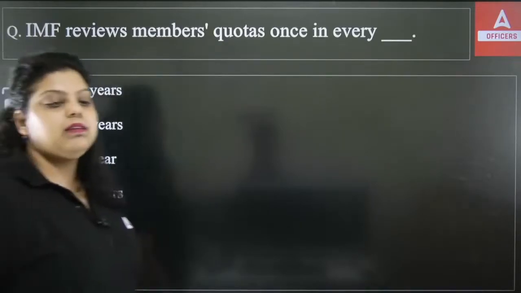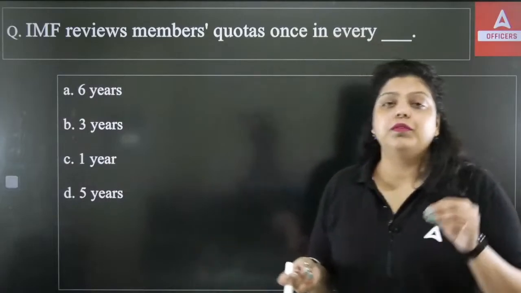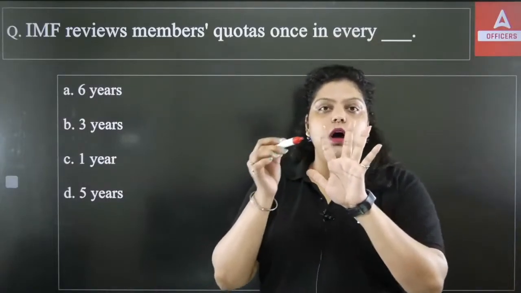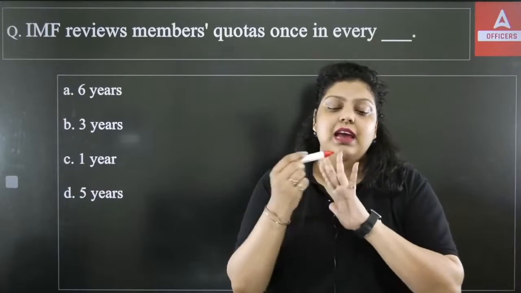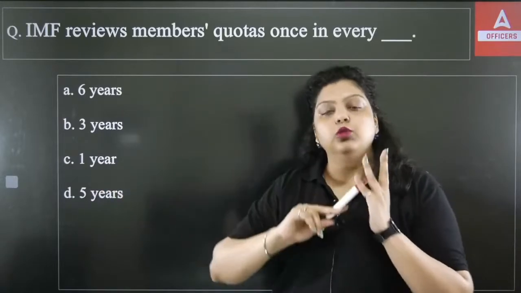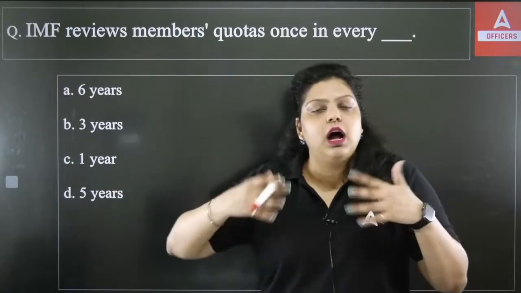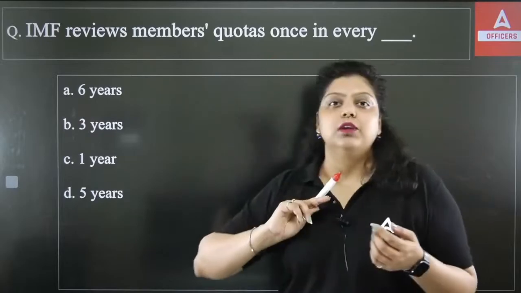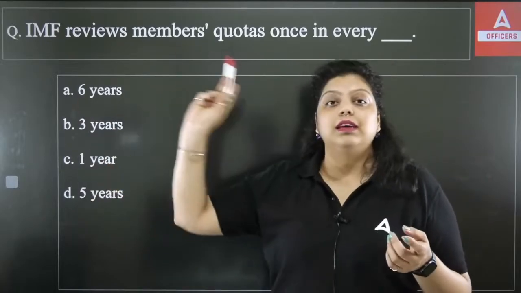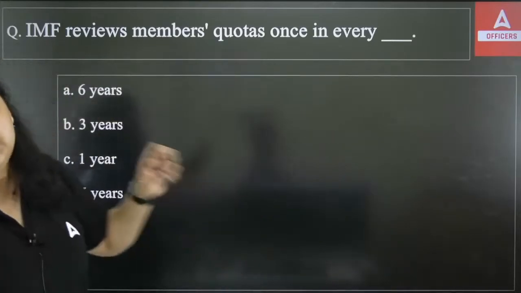Similarly, as I have told you, SDR is the special drawing rights, a basket of currencies of IMF. It covers 5 currencies: US dollar, euro, yen, pound and renminbi. And renminbi is the latest currency that has been added in the SDR on 1st October 2016. So we are talking about after how many years the quotas of countries will be revised, as well as the SDR. Like which currency can become part of the SDR.